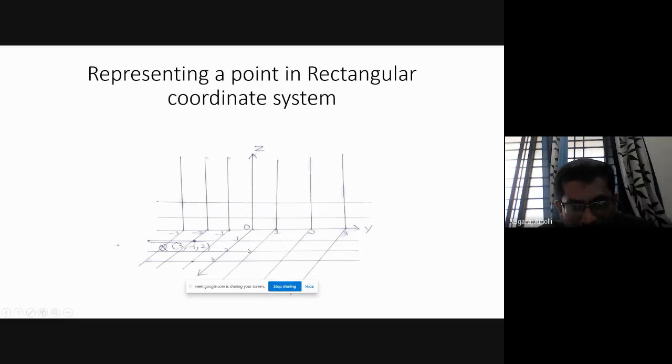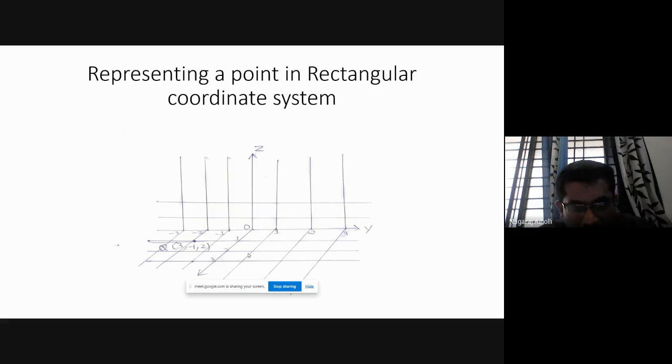So on the x-axis, I have moved by 3 units. Then minus 1 on the y-axis. Then move from here by 2 units towards the positive z direction. If I move by 2 units, I will end up here. So this will give me the point Q of 3 comma minus 1 comma 2. How did I get this point, students?